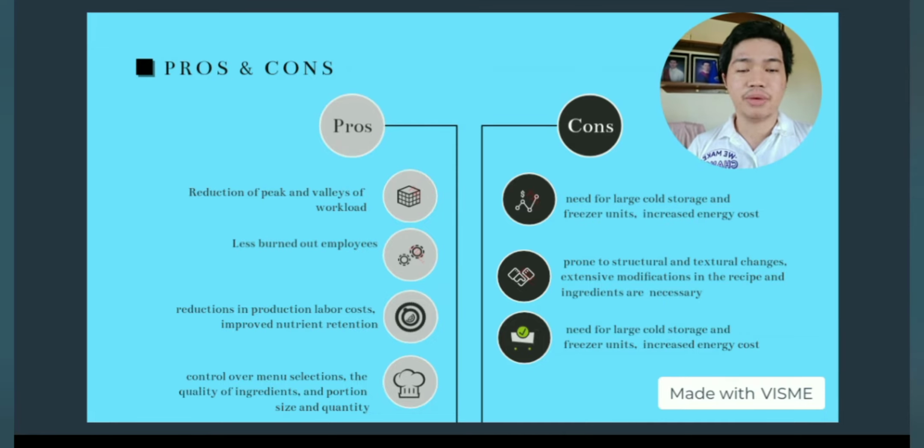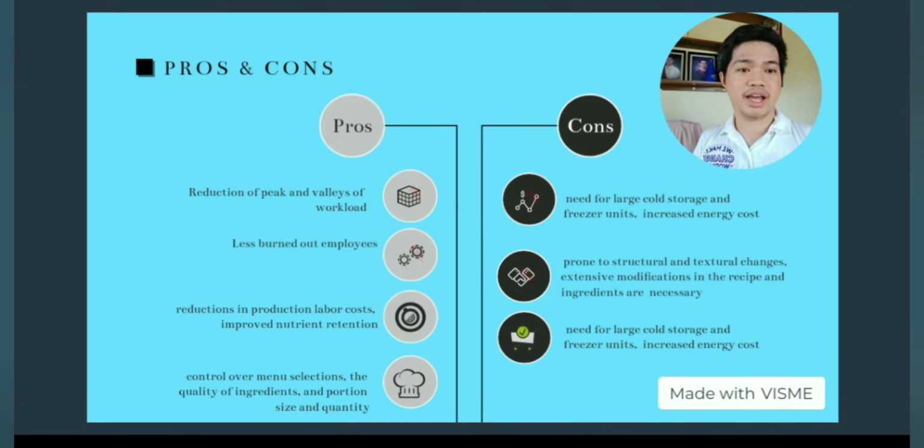Okay? And then, maiiwasan mo rin magkaroon ng masyadong busy time because yung iba kasi ay na-prepare mo na ahead of time. Okay? That leads to the second advantage, which is the less burnt out employees. Kung ang employees mo ay hindi masyadong pagod, hindi sila mawawala ng ganang pumasok. Diba? Next, we have reductions in production labor cost, improve nutrient retention. Sa labor cost, since na-prepare mo na siya ahead of time, hindi mo na kailangan ng extra manpower to do those things. Okay, so magkakaroon ka ng reduction in labor cost.